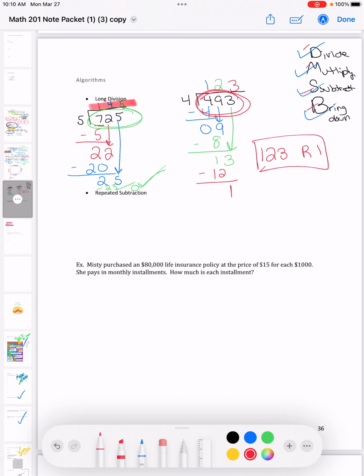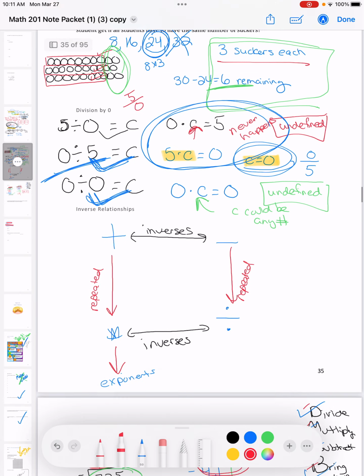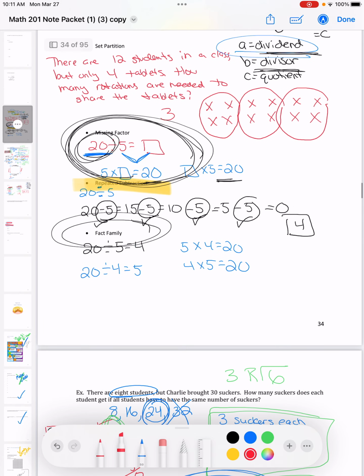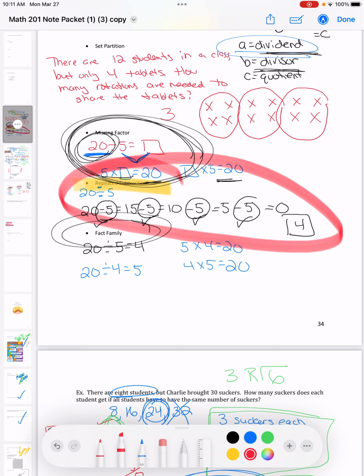Our second algorithm that we have here is called repeated subtraction. And I've seen this used in some curriculums where it might be called something different, but the same general idea. Now, I do want to make a note that we have used that word repeated subtraction before. So we can see we use repeated subtraction here.